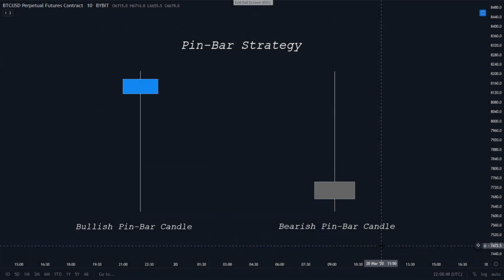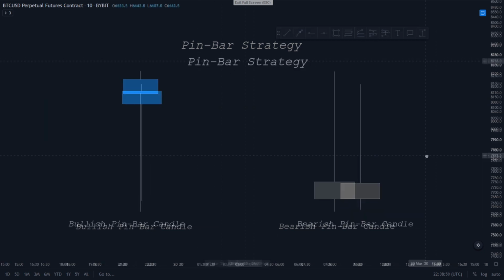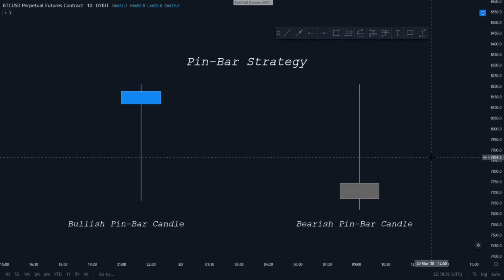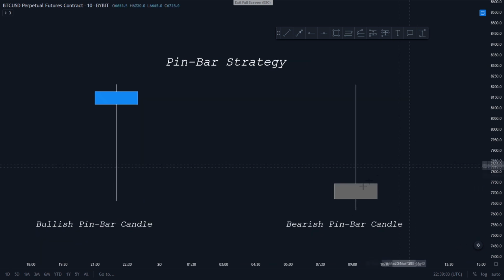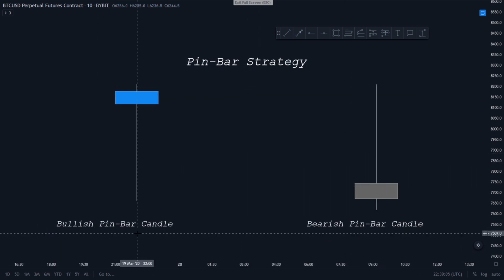And in this video I want to speak about the pin bar strategy. Pin bar strategy is a method that I really like. It is a favorite method of all the traders since many years because it's so powerful. There are two types of candles, the Bullish Pin Bar Candle and the Bearish Pin Bar Candle.